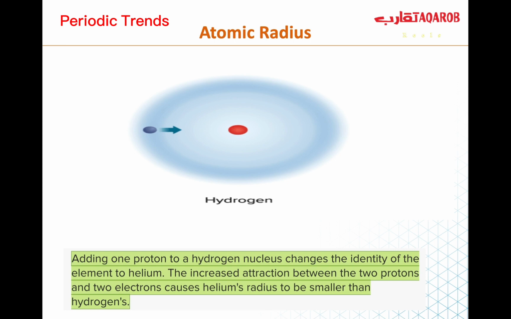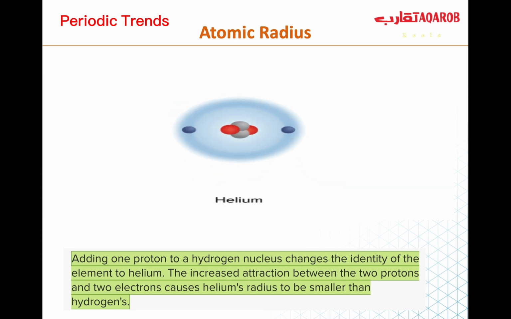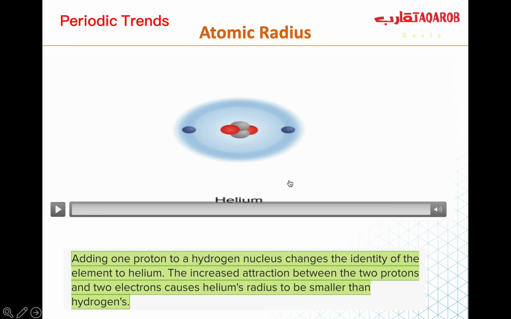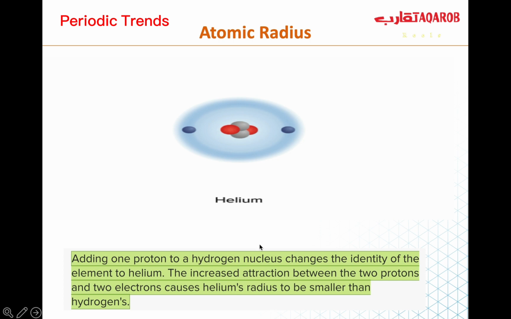The increased attraction between the two protons and two electrons causes helium's radius to be smaller than hydrogen's. So as you see here, as you add another electron to hydrogen, it changes to helium, and this causes helium's radius to be smaller than hydrogen's.